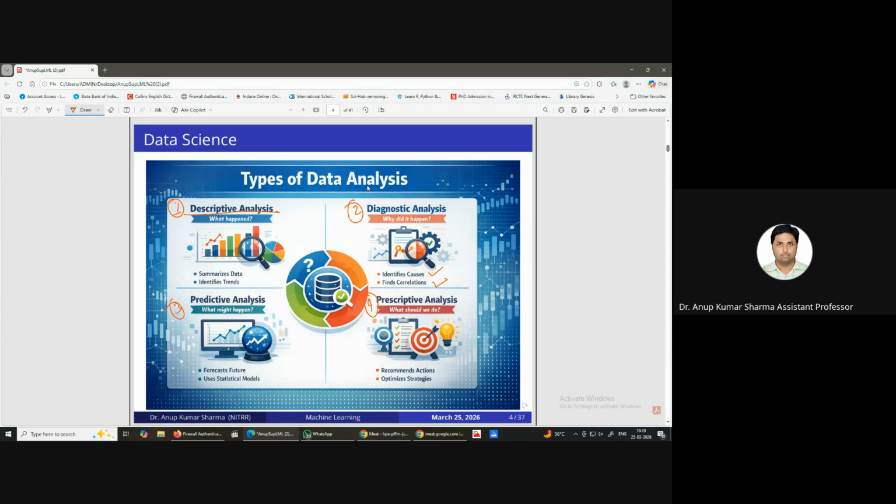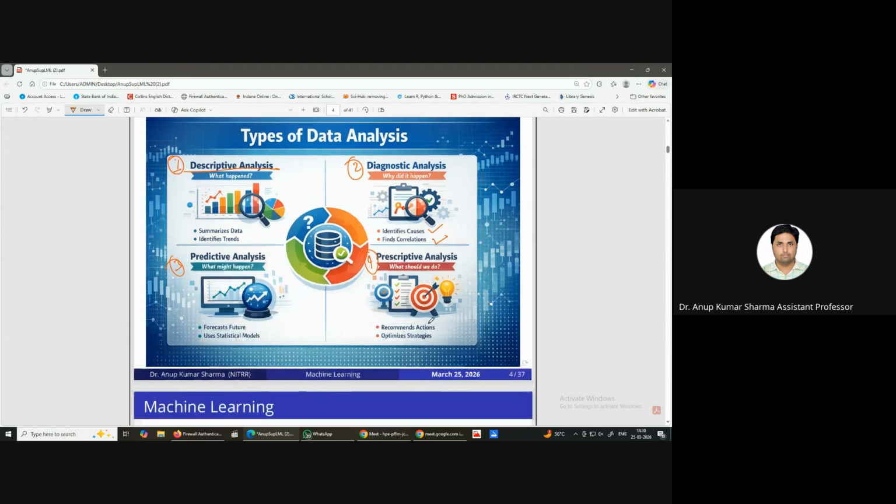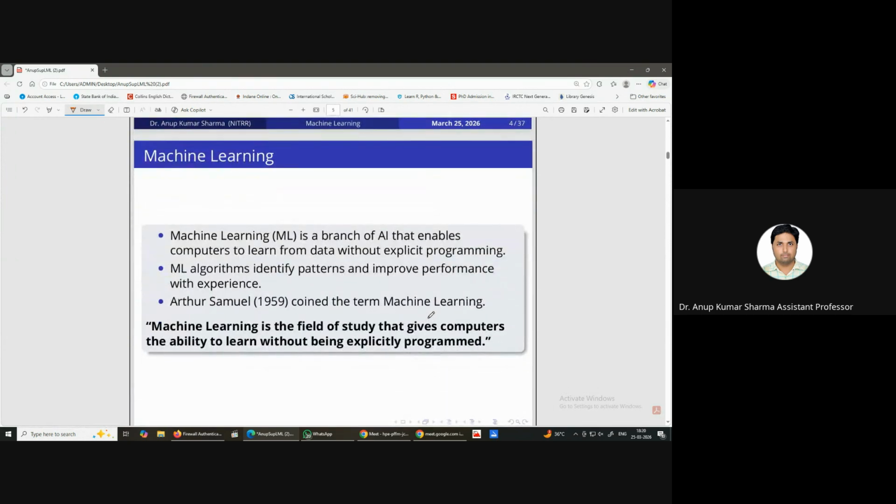Then prescriptive analysis. In this case, we are not simply saying that if we put this in, we will get this result. It is not like that. It is: I want this, so what do we need to do to have that result? So it recommends actions and optimized strategies. We need to change the variables, add or remove some, so that we get our targeted results. So these are the types of analysis. It's very important; we should know them.